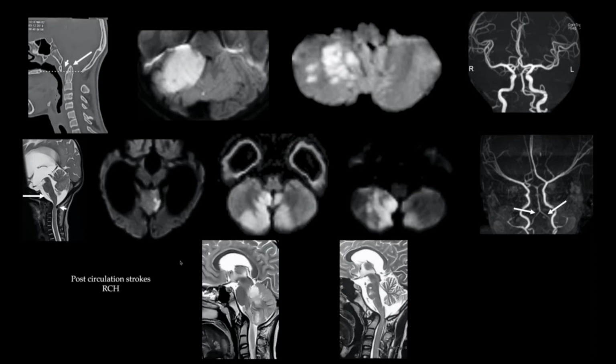Another important aspect: we just had another child with a similar extensive stroke where we had to decompress him because of significant edema, posterior fossa edema, and compression on the medulla, and then he required a tracheostomy to get him off the ventilator. So those things have to be anticipated, especially in posterior circulation strokes.